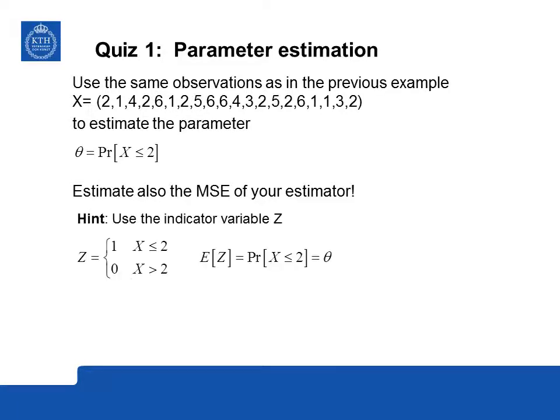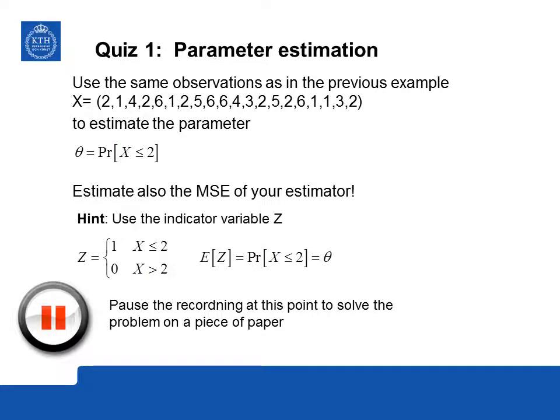We'd like to give a little hint. When it's about estimating probabilities, it's usually a good idea to use an indicator variable z that indicates that the event we're interested in estimating the probability for actually occurs. So in this case, z will be 1 if x is less or equal than 2, and 0 otherwise. And we note that the expectation of z is exactly the probability that we're looking for, our parameter theta. So pause the recording at this time and solve the problem on a piece of paper, and then we'll be back shortly with the answer.